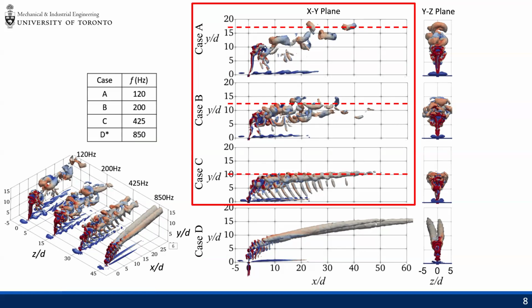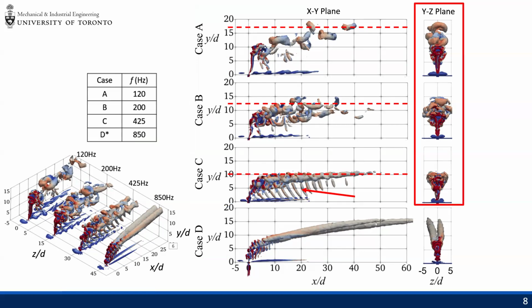Something else we saw in case C, the 425 Hertz case, was these tail-like structures. They kind of resemble the hairpin vortex legs from the side. However, here we only have one tail compared to the pair of legs of the hairpin vortex, and here it also tilts towards the downstream direction.